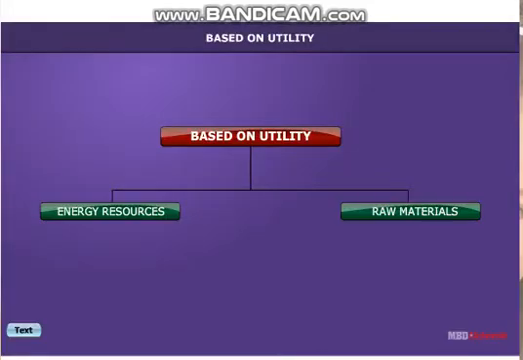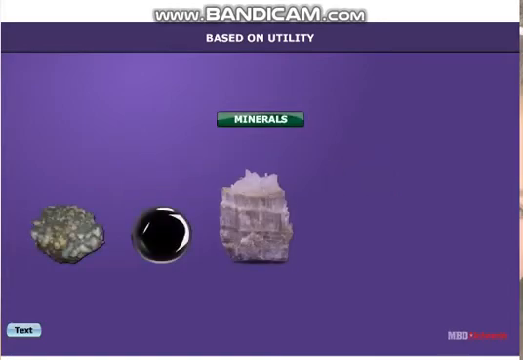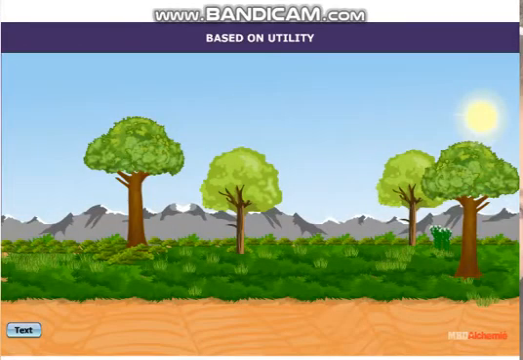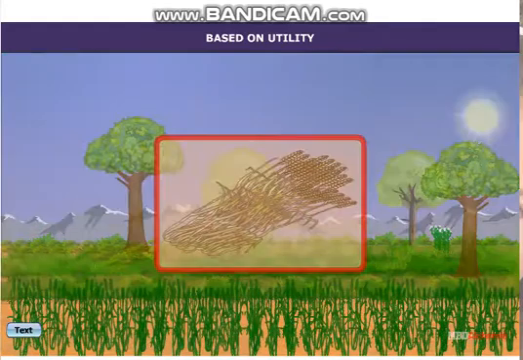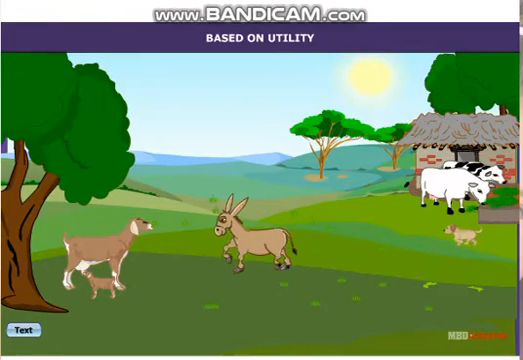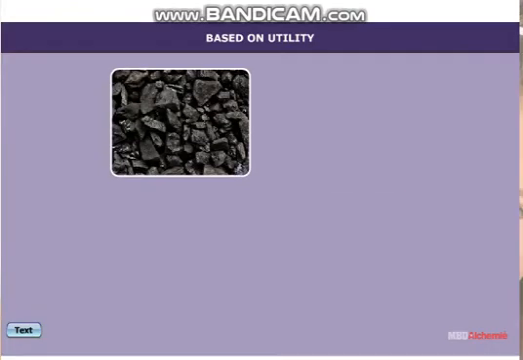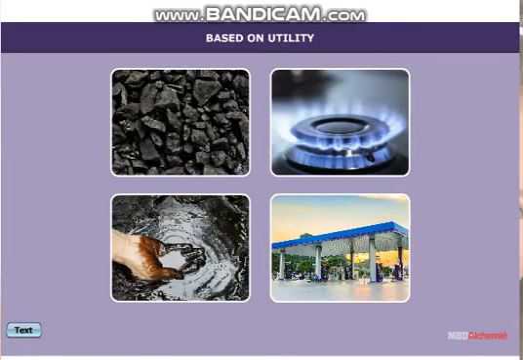Based on utility. Raw materials. Mineral, vegetation, agricultural products, animals, etc. form raw materials for production of goods. Even coal, gas, and petroleum, which are used as energy resources, may also be used as raw materials for production of chemicals, fertilizers, etc.